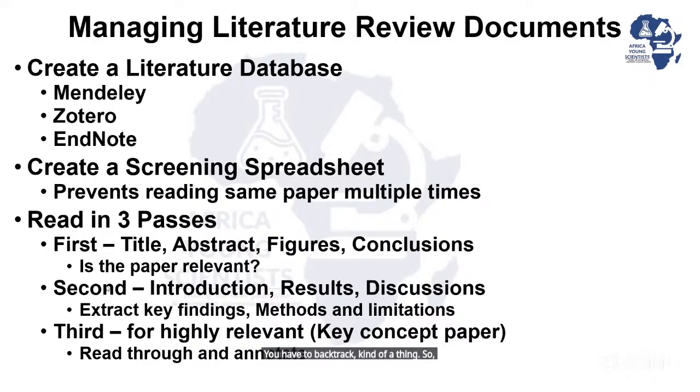So let's say you already have a study that you've highlighted as relevant. Then you create a screening spreadsheet, meaning a spreadsheet where you put the name of the author, the title of the paper, then the major significant findings of that paper. Like I said, that helps you to prevent reading the same paper multiple times.